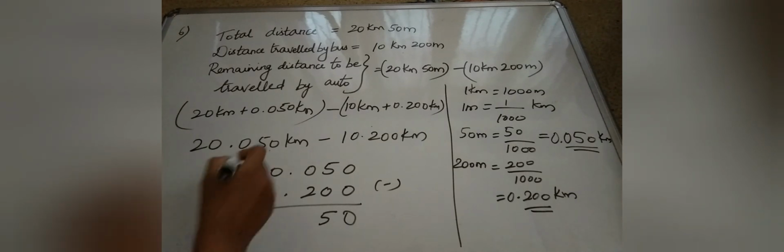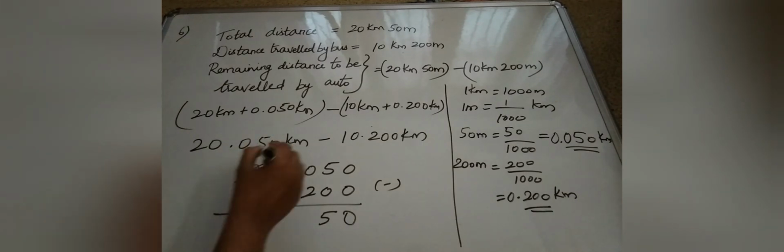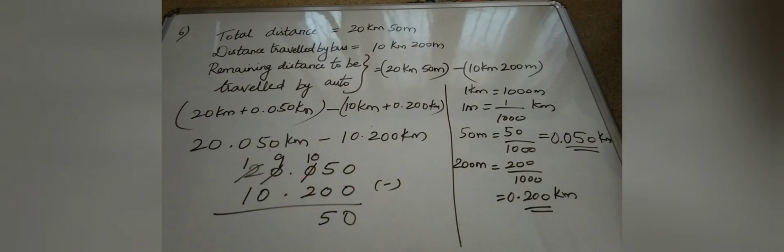So 2 will become 1. This 0 will become 9 and this 0 will become 10. Now 10 minus 2 is 8. 9 minus 0 is 9. Again 1 minus 1 is 0. Now we have to place a decimal point before 3 numbers. So we have 9.850, and the unit is kilometer. So this is the remaining distance to be traveled by auto. Clear?